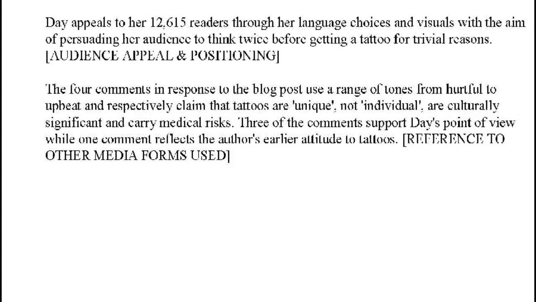And then the final part of that first paragraph, the introduction: the 4 comments in response to the blog post use a range of tones from hurtful to upbeat and respectively claim that tattoos are unique, not individual, are culturally significant and carry medical risks. 3 of the comments support Day's point of view, while 1 comment reflects the author's earlier attitude to tattoos. So here we just make quick reference to the other media forms that are presented in the exam question. Okay, so we move on to the body paragraph, the first body paragraph.